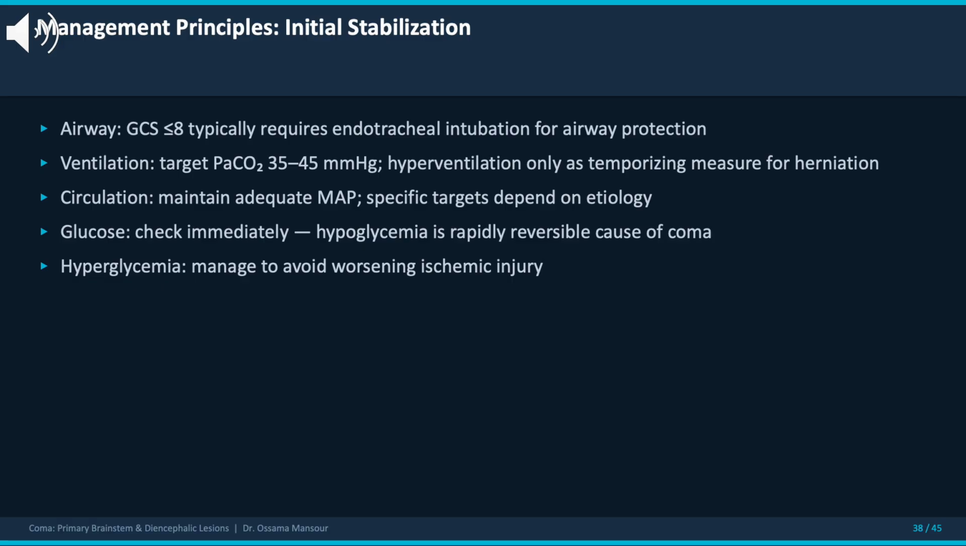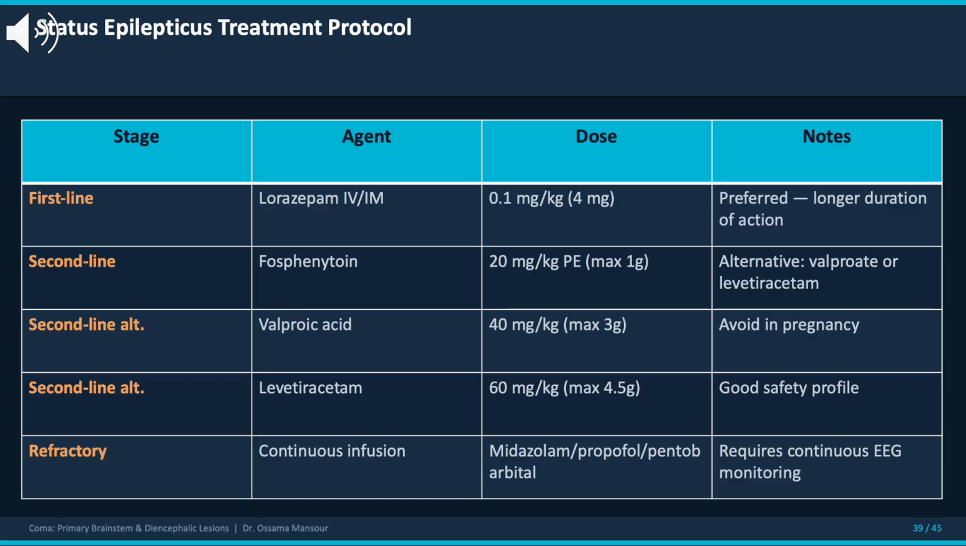worsening ischemic injury. The following represents a summary of the current evidence-based approach to management of status epilepticus once ABCs and initial stabilizing measures are securely in place. Initial therapy consists of benzodiazepines, with lorazepam being the preferred agent due to its longer duration of action. Lorazepam should be administered as an intravenous or intramuscular push at a dose of 0.1 milligrams per kilogram, typically 4 milligrams initially in an average adult. This can be repeated as needed if the seizures persist, provided the airway has been secured.